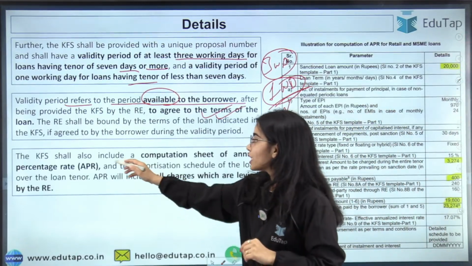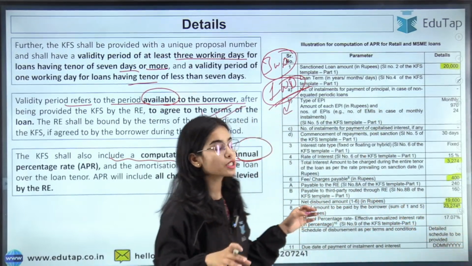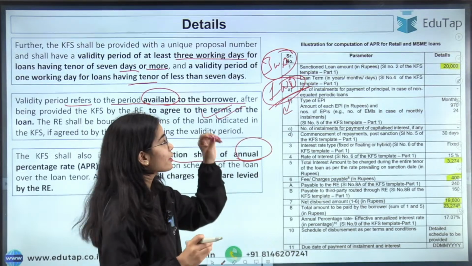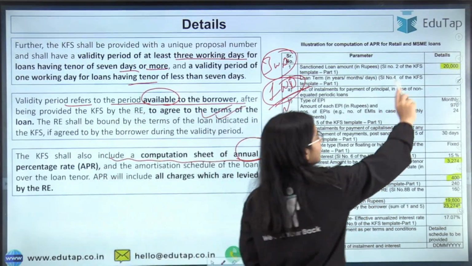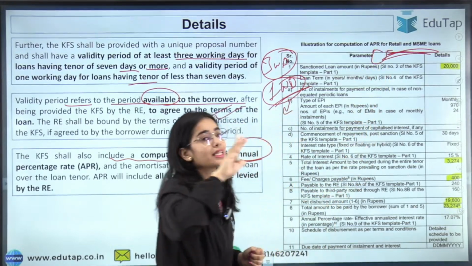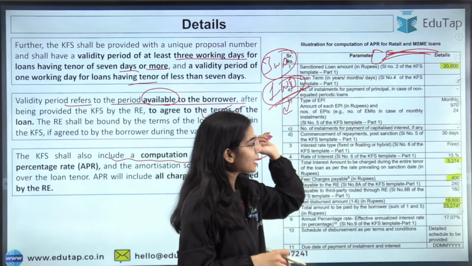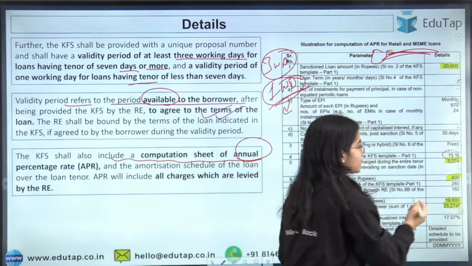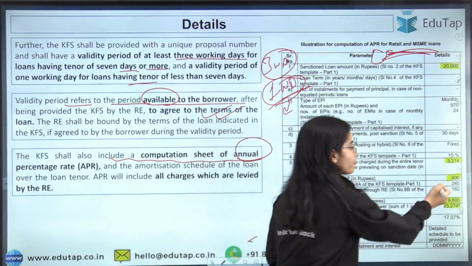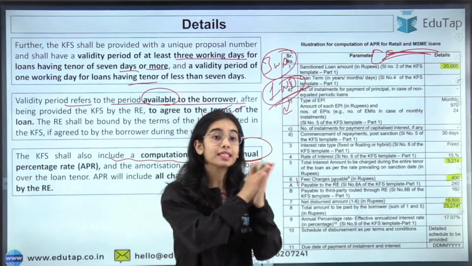So now the KFS shall also include a computation sheet of annual percentage rate. So the annual percentage rate should be shown. So this is included in the KFS, that for all the retail and the MSME loans, there is also the calculation of the APR, that is the annual percentage rate, that should be shown. So here you can see that the interest rate is 15%, but there are charges that are levied. So the fees or charges payable is 400. So that means there is extra money that is taken other than the interest rate.